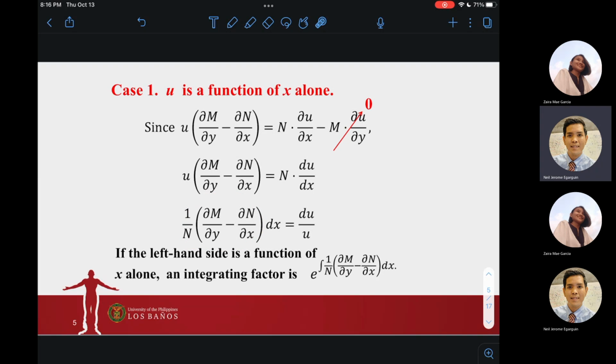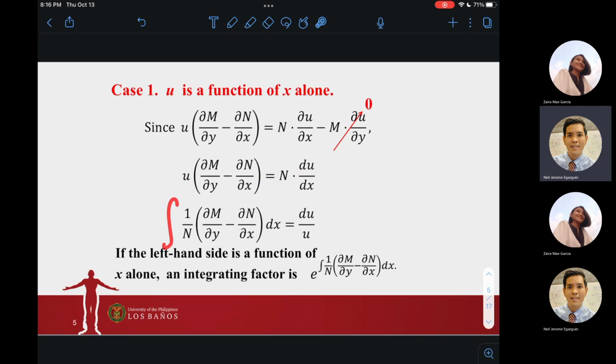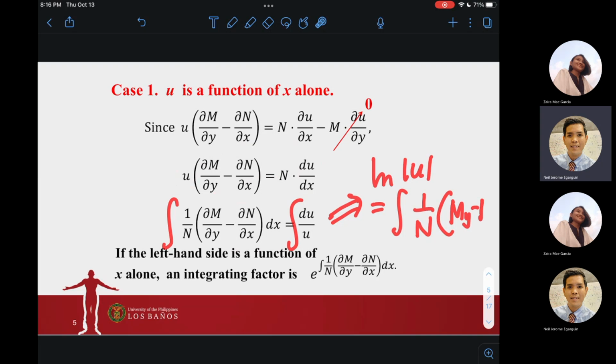Parang nag-separate ako ng variables. Then I'll divide both sides by U. So si N pumunta sa kanan, sa kaliwa. Si U pumunta sa kanan. So we'll get this equation. Right? And then we can integrate both sides and we will get ln ng absolute value ni U ay equals sa integral ni 1 over N times partial ni M with respect to y minus partial ni N with respect to x. Tas nag-integrate tayo with respect to x.